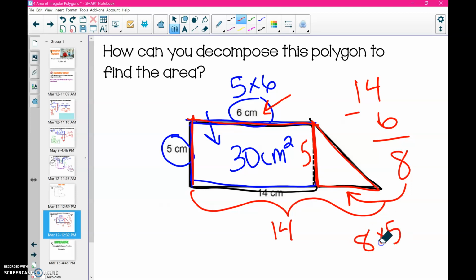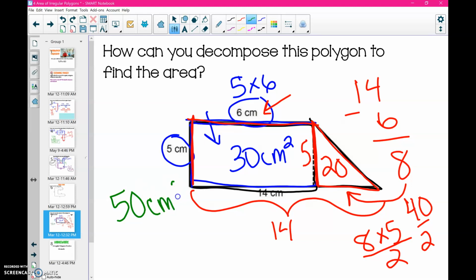So I'm going to multiply those, but don't forget to divide by 2 because it's a triangle, so important. So you got 8 times 5 is 40. Divided by 2, it's 20. So then you just need to add those together. 30 plus 20 gives us 50 centimeters squared. So that would be our answer for this irregular polygon.